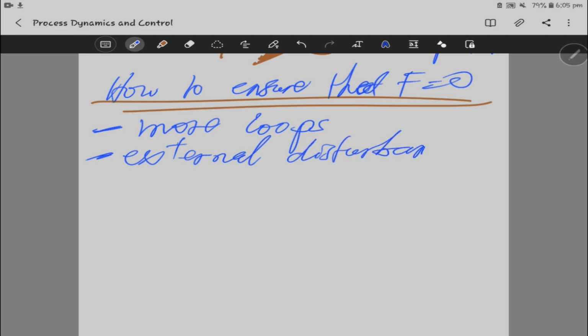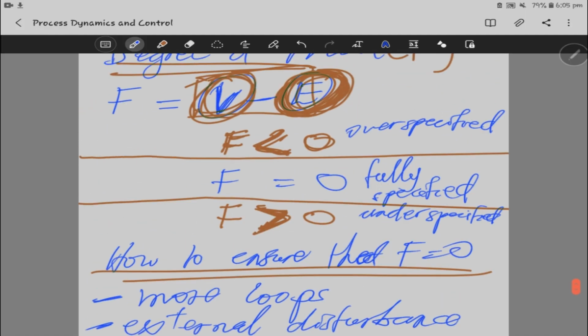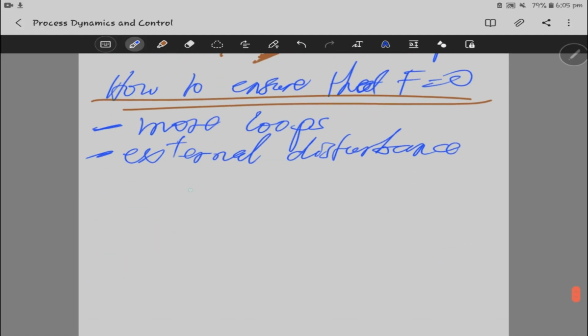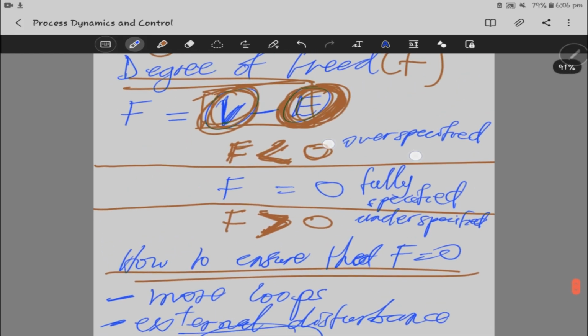There are a whole lot of ways of doing this, but all in all, the whole thing is to ensure that the number of variables is equal to the number of independent equations. Because when these two are equal, we end up getting the degree of freedom f to be 0. Then we can say the system is fully specified.